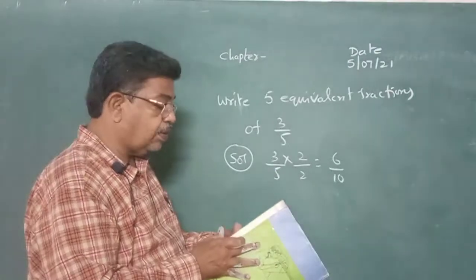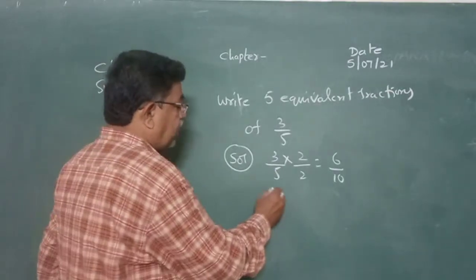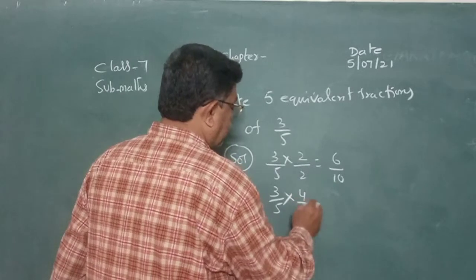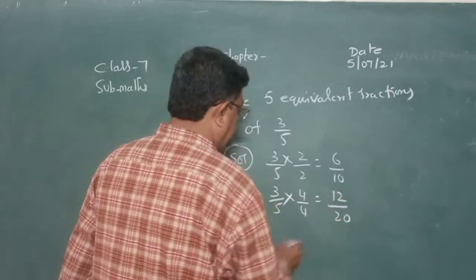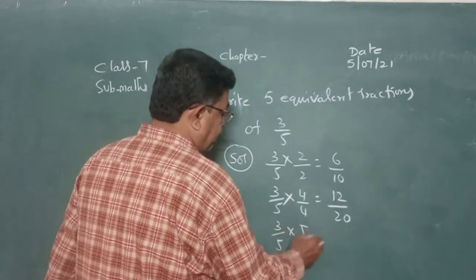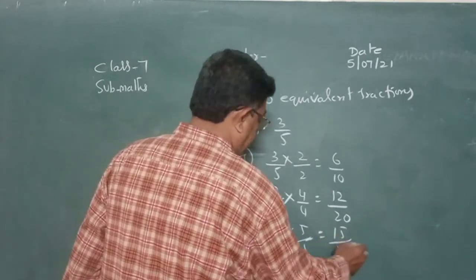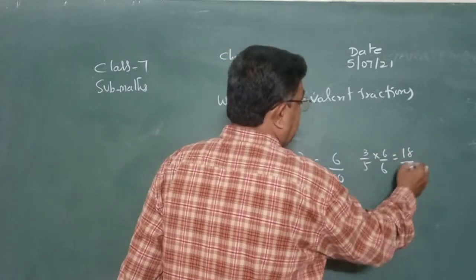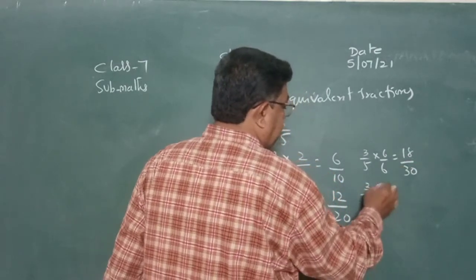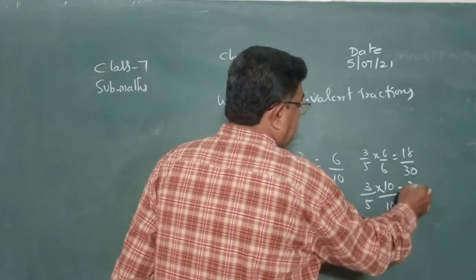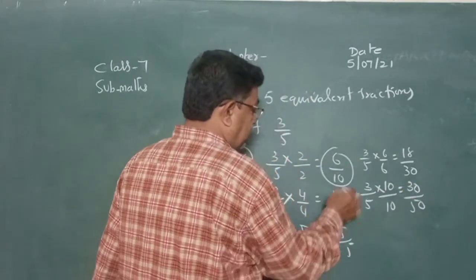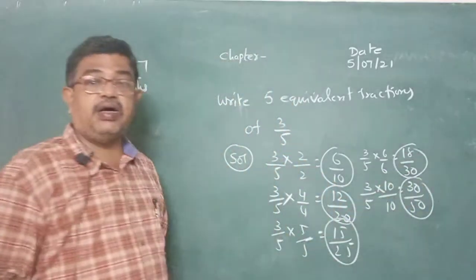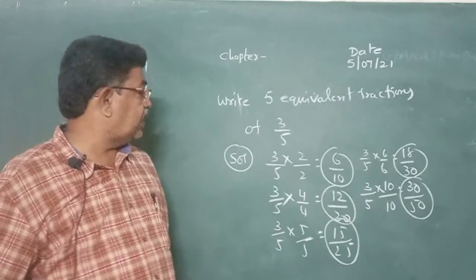Next, I am going to multiply 3 by 5 with 4, both in numerator and denominator. I get 12 by 20. 3 by 5 is multiplied with 5: 15 by 25. 3 by 5 is multiplied with 6 both in numerator and denominator: 18 by 30. 3 by 5 is multiplied with 10 both in numerator and denominator. You got 30 by 50. So, 6 by 10, 12 by 20, 15 by 25, 18 by 30, 30 by 50. All these are equivalent fractions of the given fraction 3 by 5.